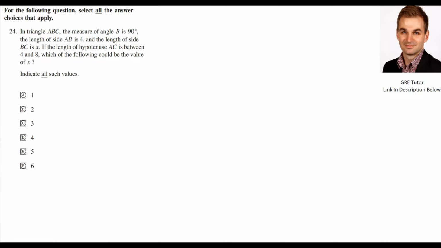This question says in triangle ABC, so we're going to draw a triangle, and the measure of angle B is 90 degrees. So this is a right triangle. Let's draw our right triangle really quick. Something like that. Here is going to be the 90 degrees, so we've got A, we've got B, and we've got C.